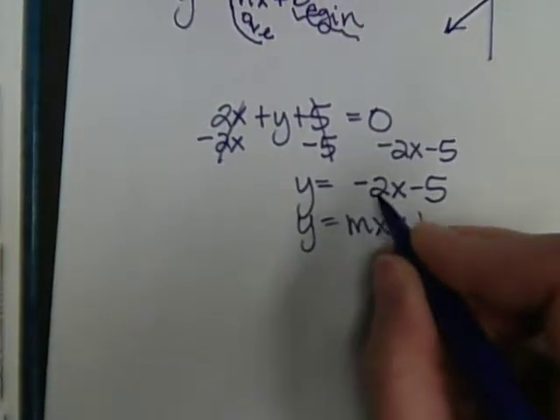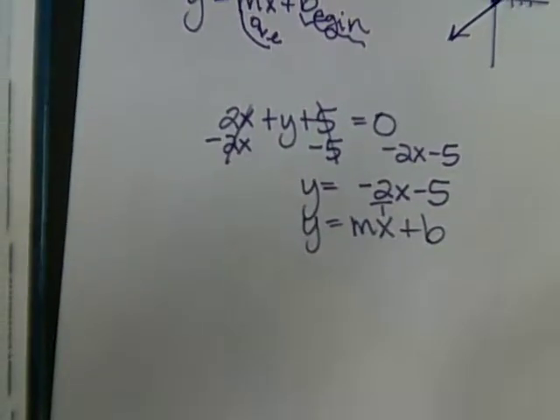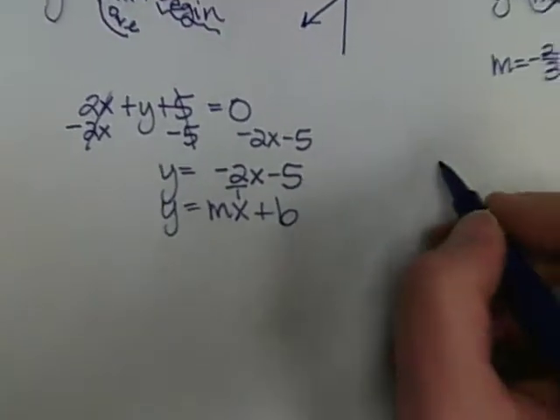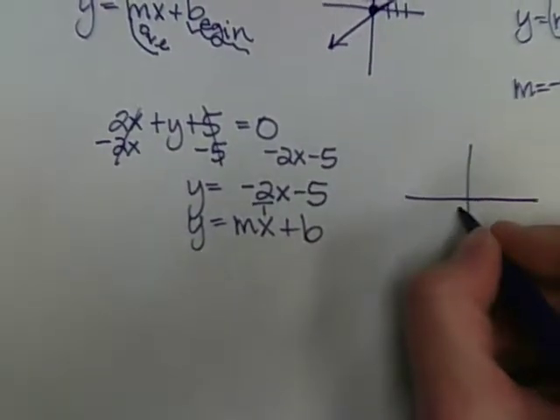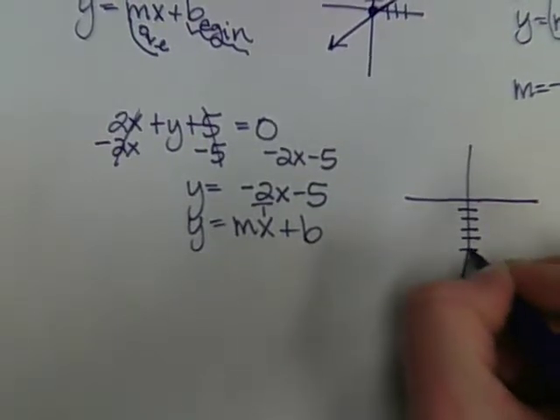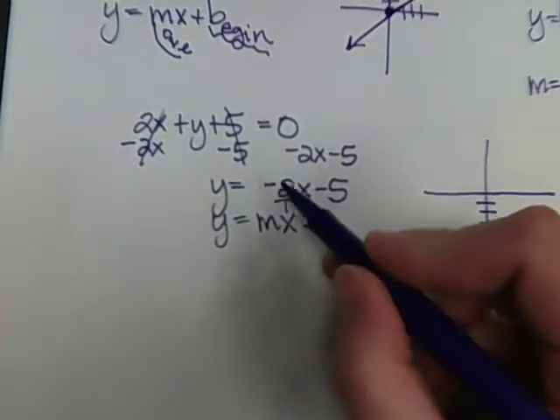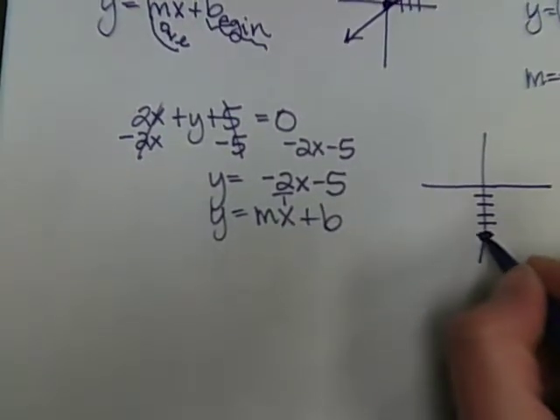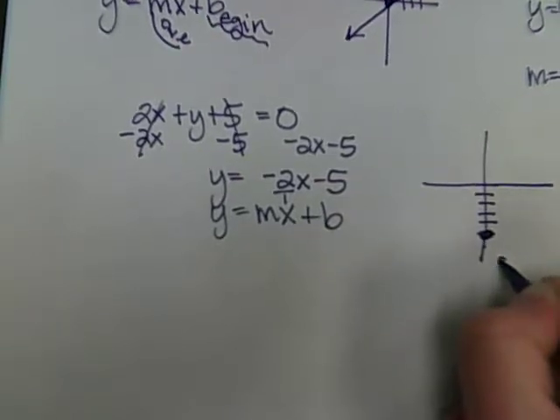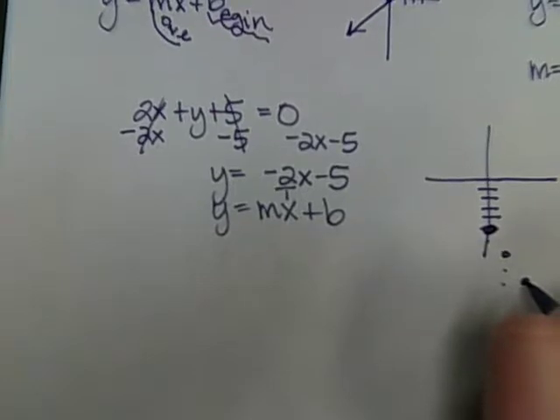Now, unfortunately, this isn't a fraction this time, but we're just going to remember that that means over 1. Negative 2 is the same as negative 2 over 1. So, begin at negative 5 on the y-axis, and then from there, I'm going to go down 2 over 1. Down 2 over 1, down 2 over 1. You guys are, of course, going to use graph paper, so it'll be delightful.